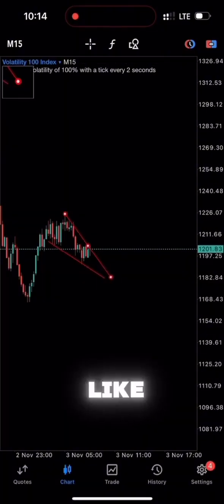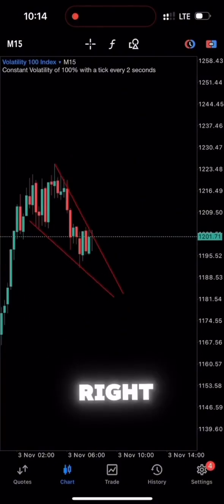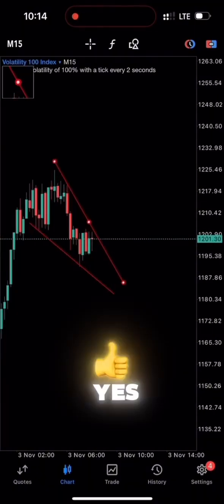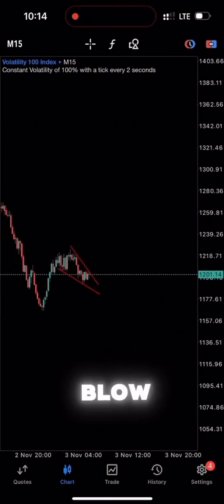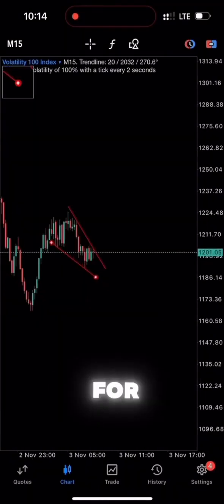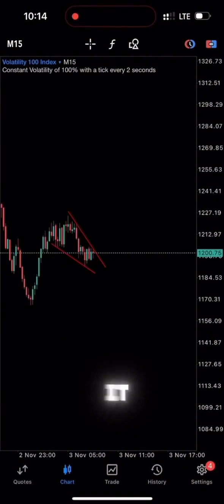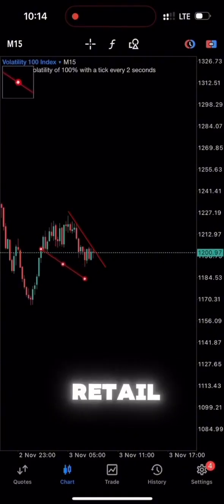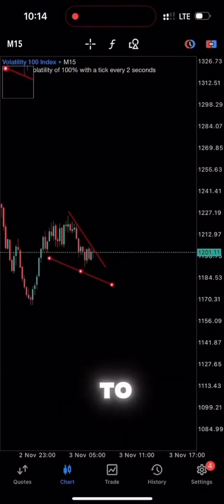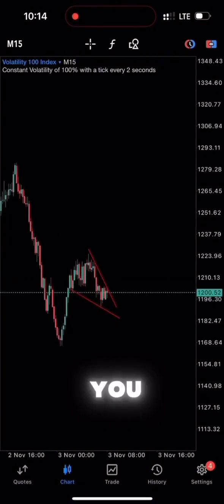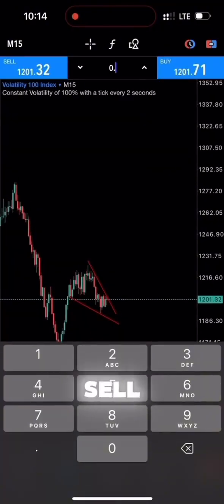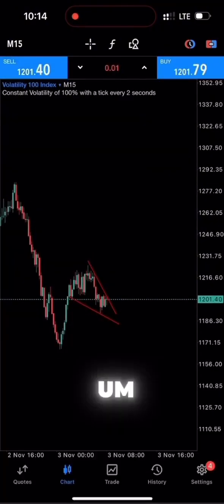So if you see a trade like this, it looks like a triangle, right? And most of you would want to buy. Yes, you're correct, but don't buy just yet. You blow your account. Wait for now. You sell, because it always goes down to the next retest point. So you would want it to go to that point before you try to do anything stupid in the trade.